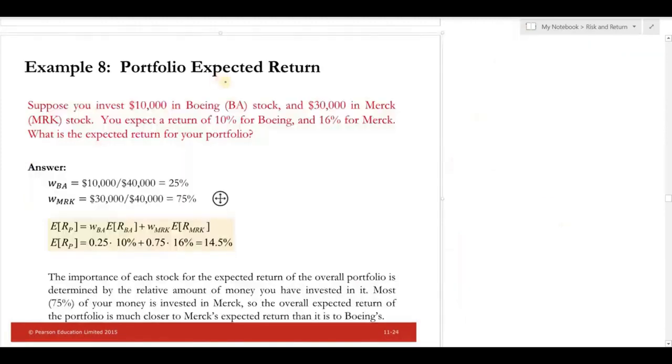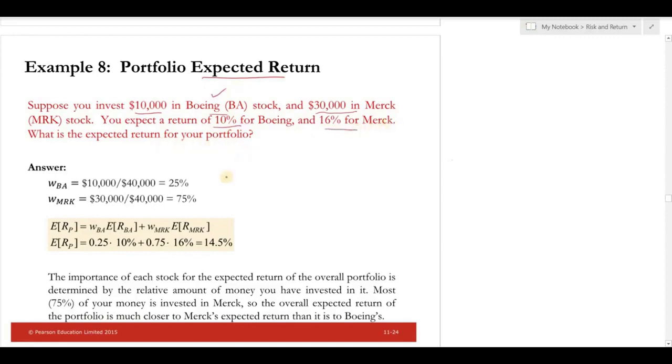Okay, so this is the portfolio expected return. How do we get it? Suppose you invest 10,000 in Boeing A stock and 30,000 in Merck stock. You expect a return of 10% in the first stock and 16% for the Merck. So what is the expected return for your portfolio?